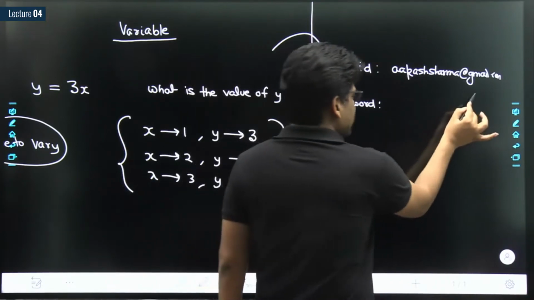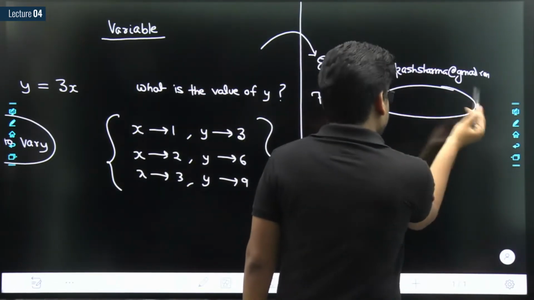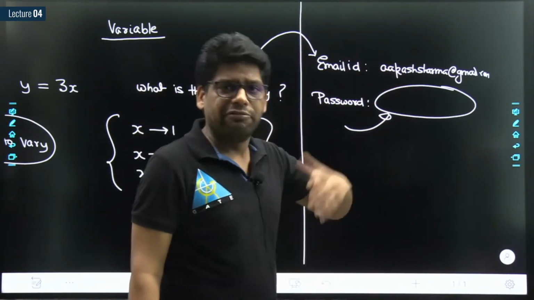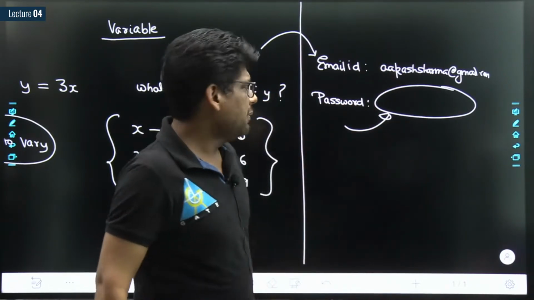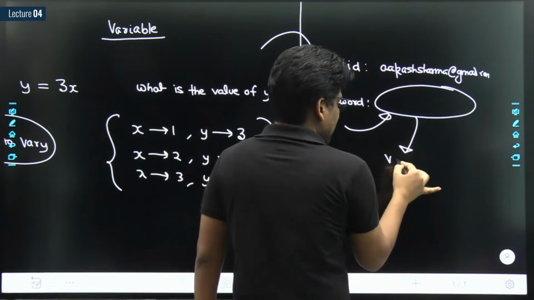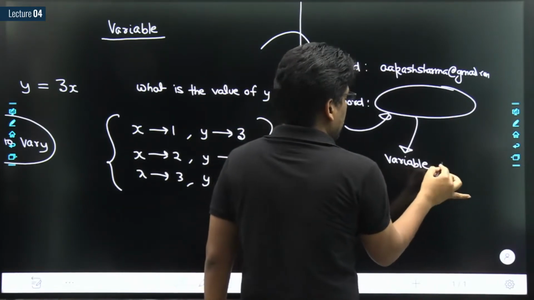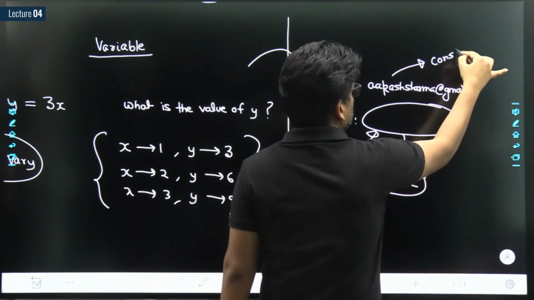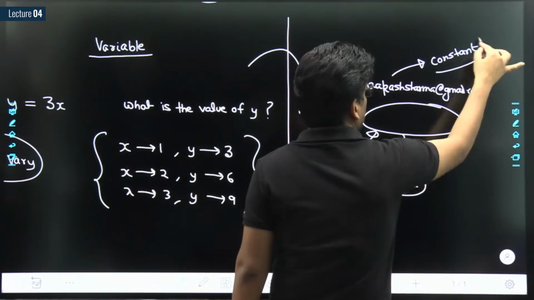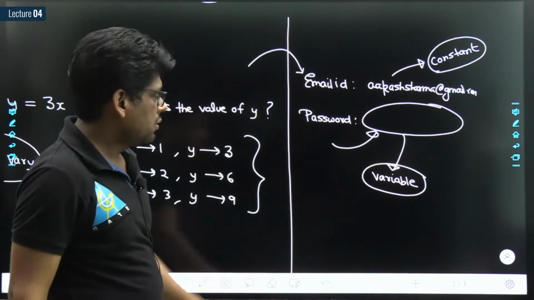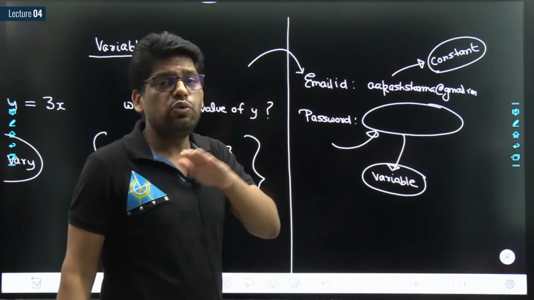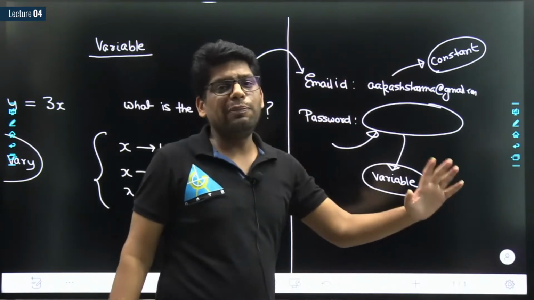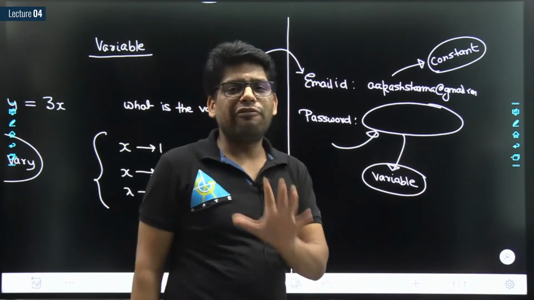But, can I change my password? Sir, of course you can change at any point of time. I'll change it just now, after 1 hour or after 2 hours. That means the password here is kind of variable. But the email ID is actually a constant. So variable, being able to vary, being able to change. Constant, not being able to change, that remain fixed.